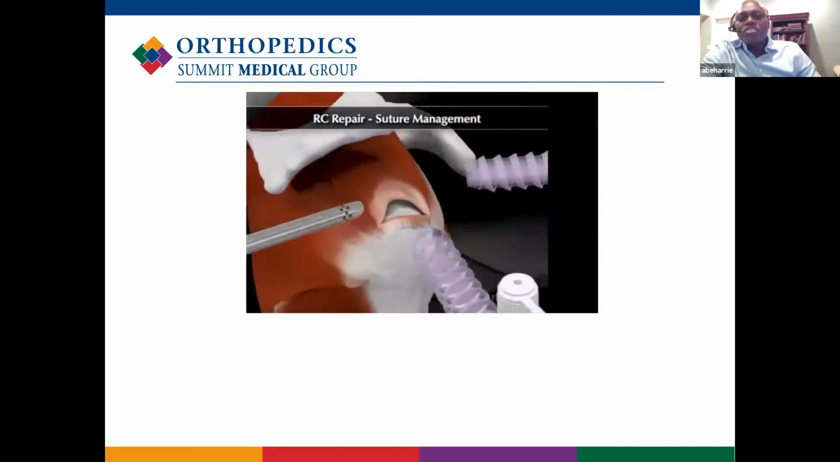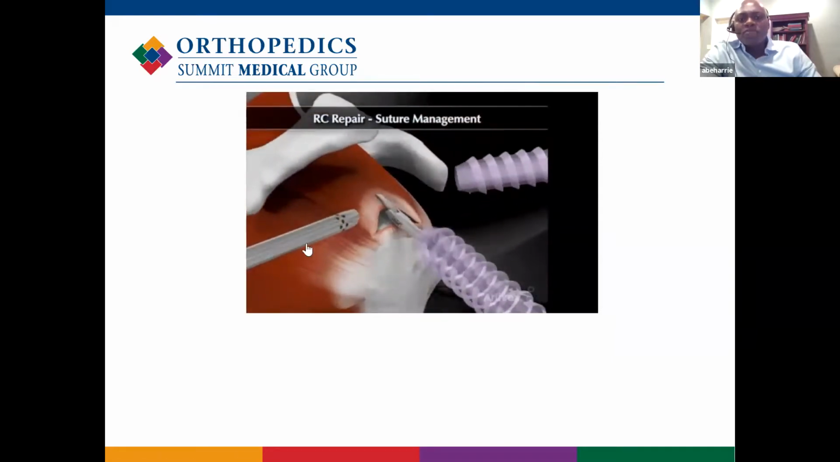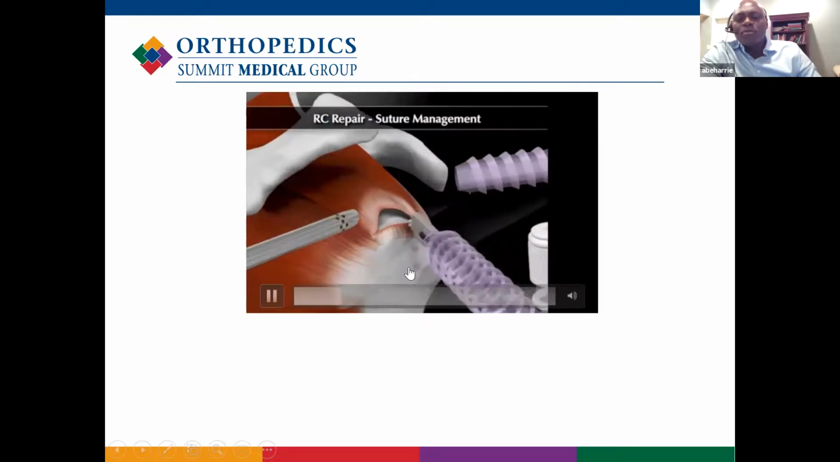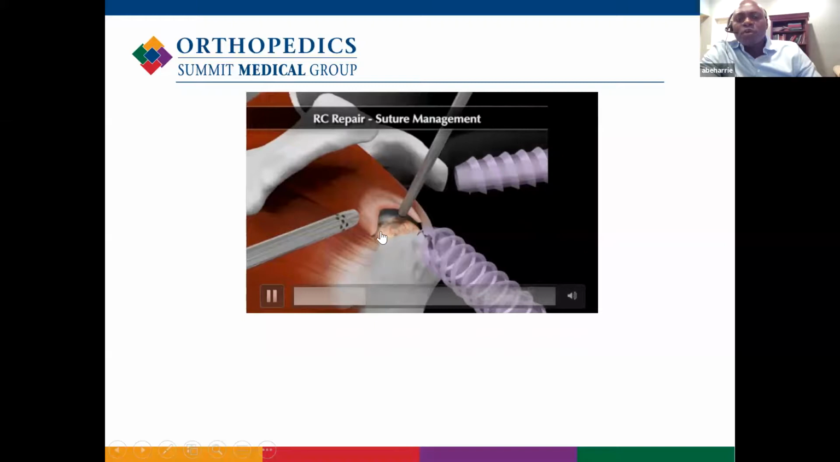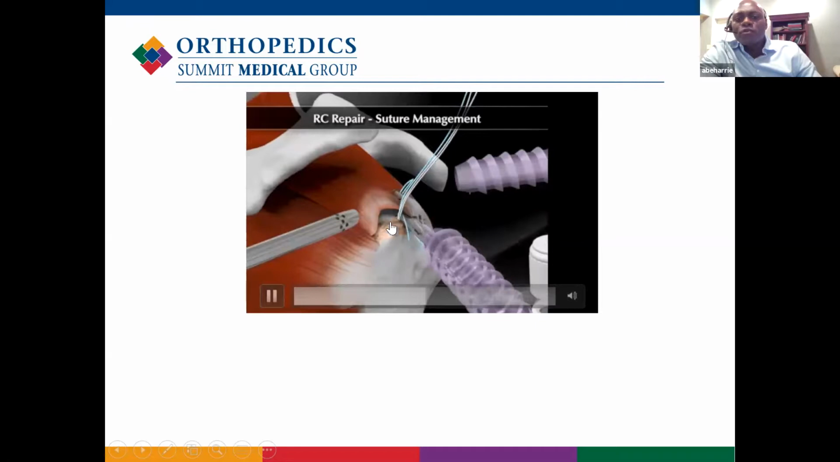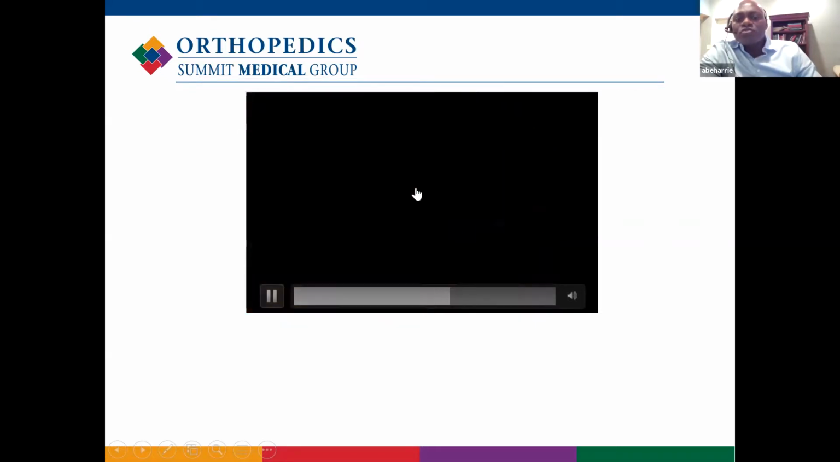This is an animation showing a repair of the rotator cuff. Here we see the ball and socket of the shoulder, and the rotator cuff is torn and pulled away from the bone. We use an instrument called a burr to prepare the bone for the implants of the anchors. Here we have an anchor going into the bone. That anchor has sutures that come out from the anchor, and then those sutures are passed through the rotator cuff using a special instrument. So we pass these sutures through the rotator cuff.